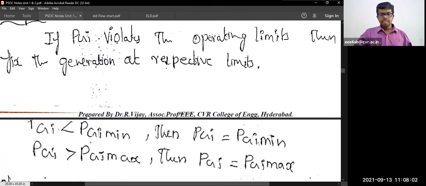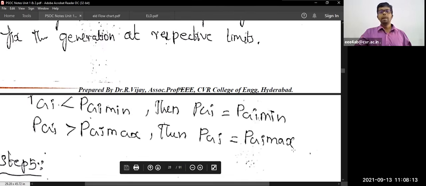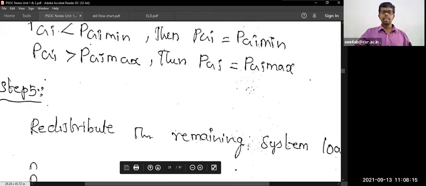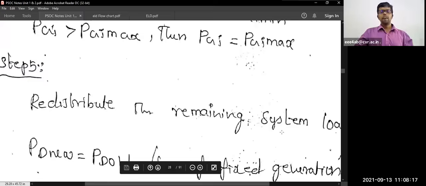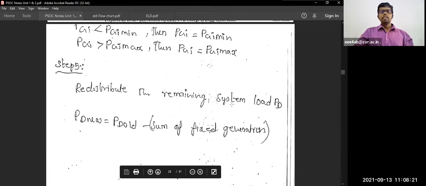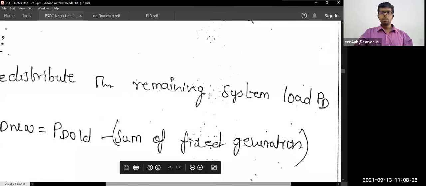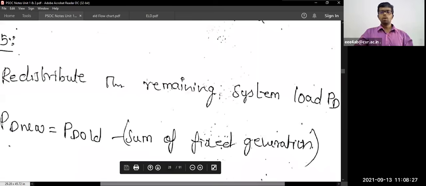If PGI is less than PGI minimum, then fix PGI equal to PGI minimum. If PGI is greater than PGI maximum, then fix PGI to its PGI maximum. Next, step number 5. What is step number 5? Redistribute the remaining system load PD.